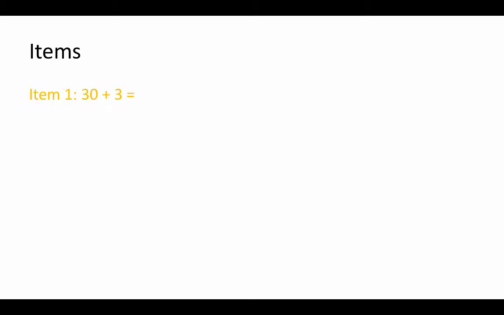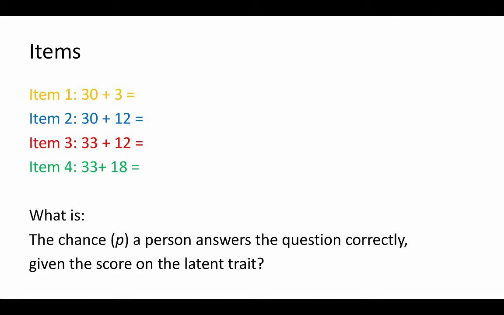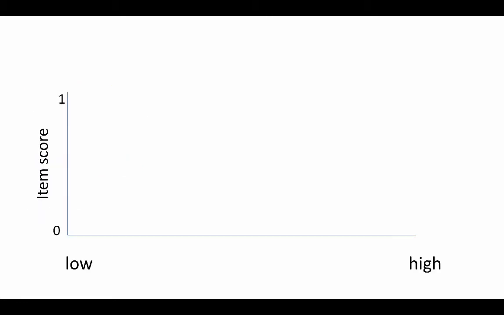We've got 4 items. The first item is 30 + 3, 30 + 12, 33 + 12, and 33 + 18. Now I've ordered these questions in a specific way. Now, what is the chance, denoted with P, that a person answers one of these questions correctly given the score on the latent trait? Of course, these are very simple examples, but you can imagine that if we ask these to very young children, not all of them will answer the questions correctly.